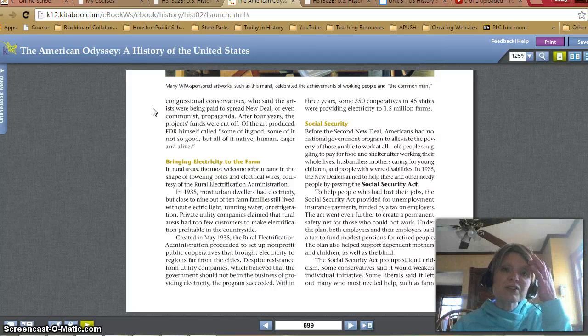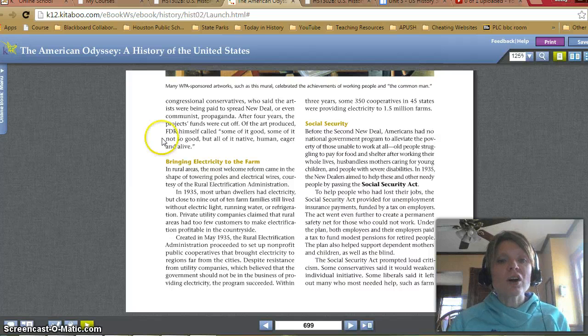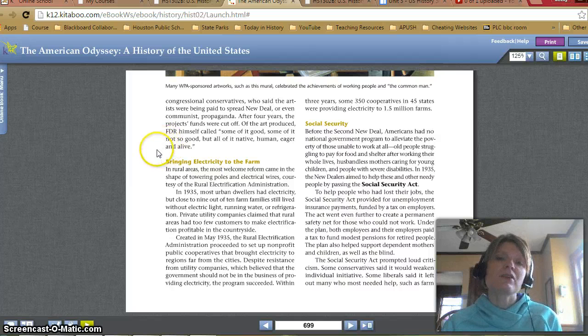After 4 years, the project's funds were cut off. Of the art produced, FDR himself called some of it good, some of it not so good, but all of it native, human, eager, and alive.